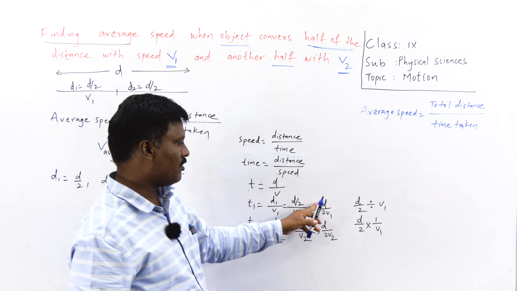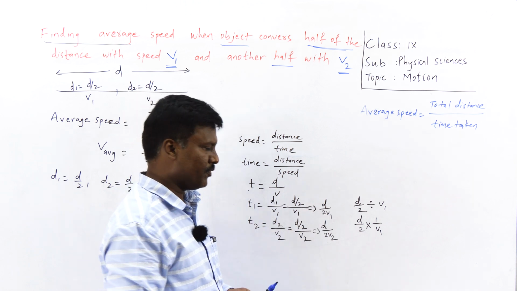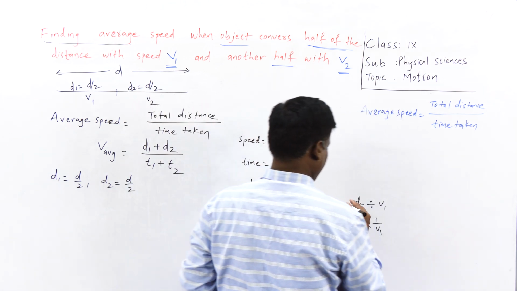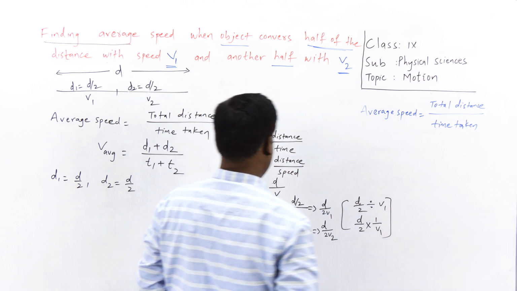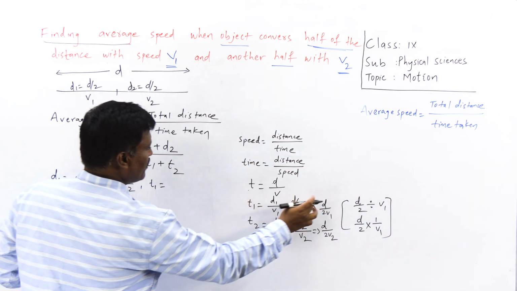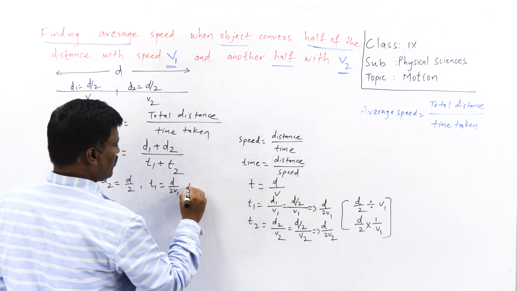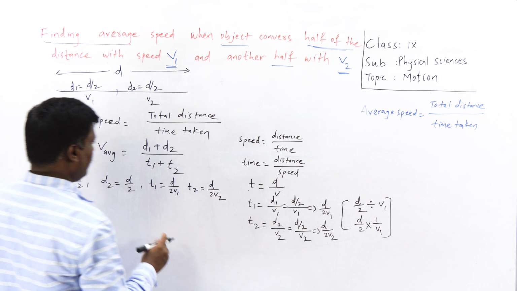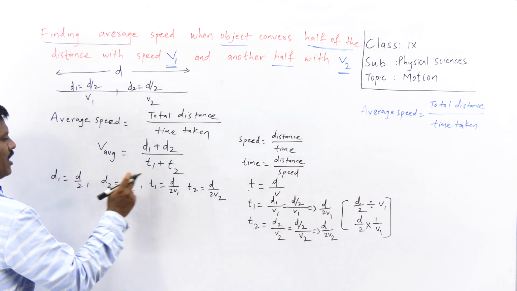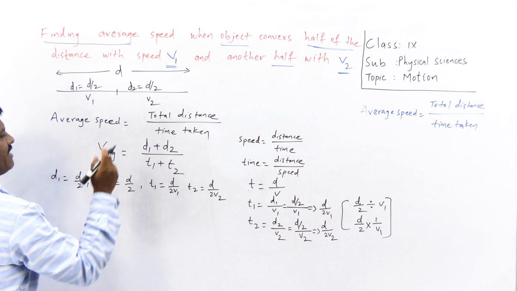So what is the T1 value? D by 2V1. What is the T2 value? D by 2V2. Okay, right. So this is a rough work. If you want to, you can take it. Now, what is the T1 value? T1 value is equal to D by 2V1. What is the T2 value? T2 value is equal to D by 2V2. Now we have D1 value, D2 value, T1 value, T2 value. We have to substitute all the values in this equation.